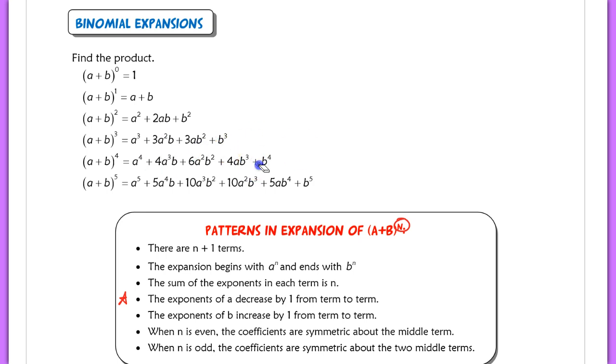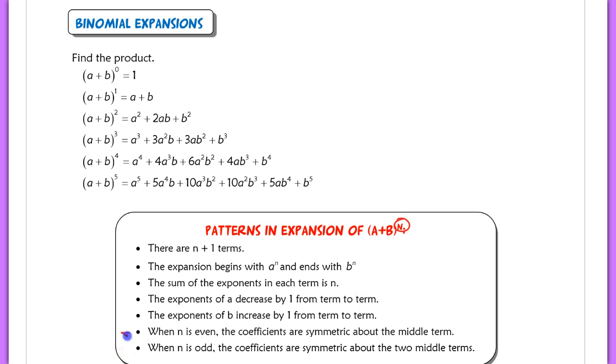You can also see that the b term increases by 1 from term to term. So here we have b to the 0, then b to the first, then b to the second, then b to the third. I know I'm being repetitive, but it's very important that you see that the powers on a descend, and the powers of b increase by 1.